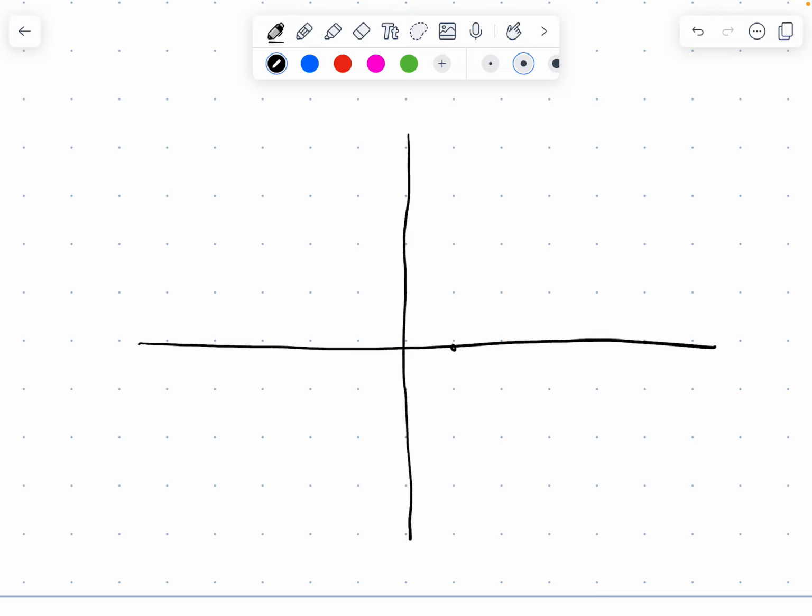So the first one, +1 is an x-intercept, -2 is an x-intercept, -3 is an x-intercept. All right. Vertical asymptotes are going to be -1, and we've also got +2, and we've also got -5. Okay.